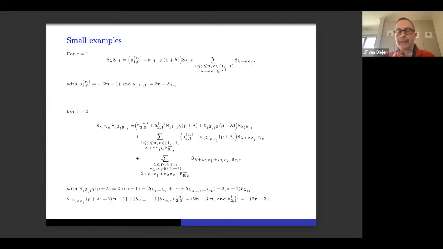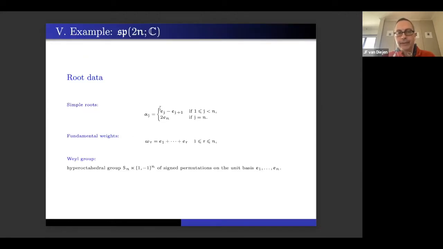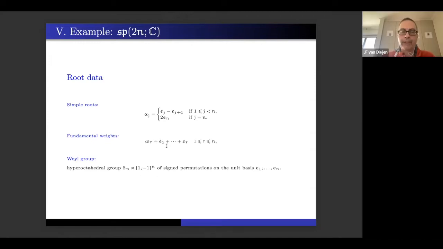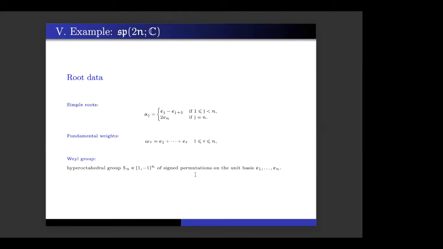Now, to end, I want to show type C. Type C, here is the root system, and here are the fundamental weights. Fundamental weights are again one column. The Weyl group is again the group of signed permutations. Now, there's one difference here compared to type B.